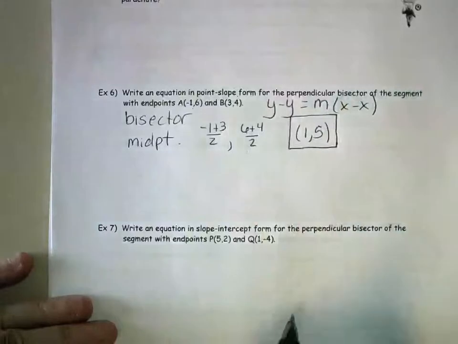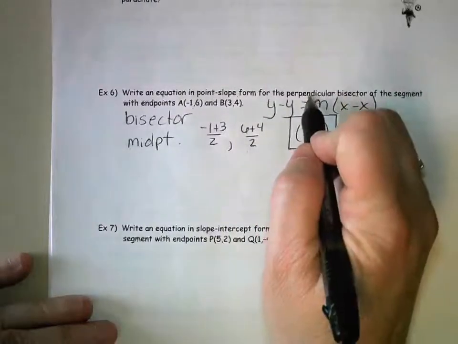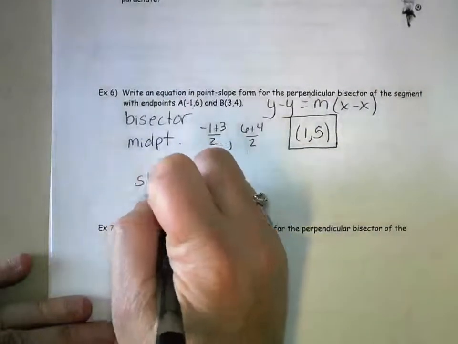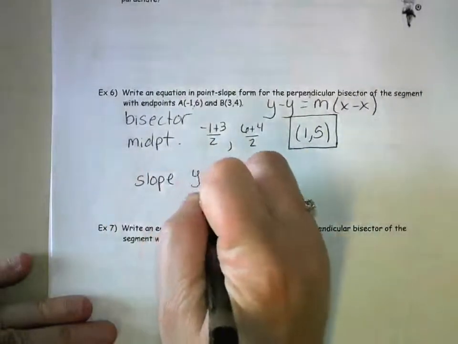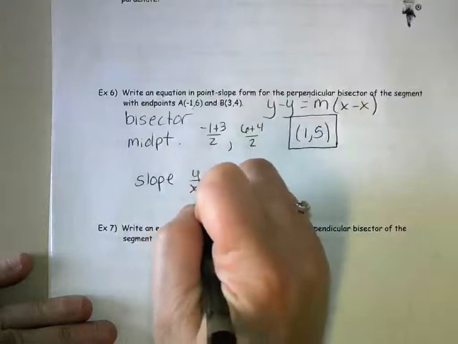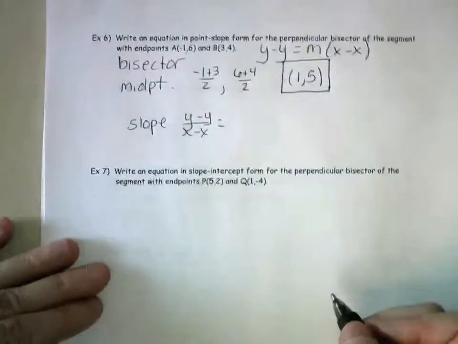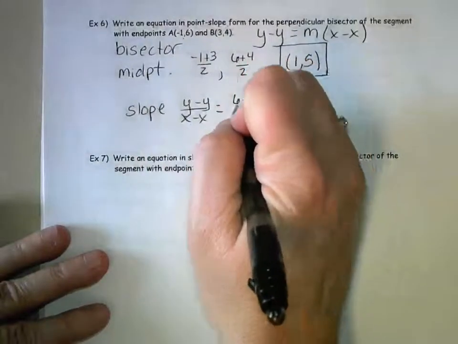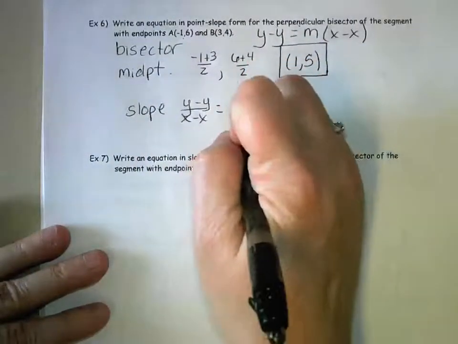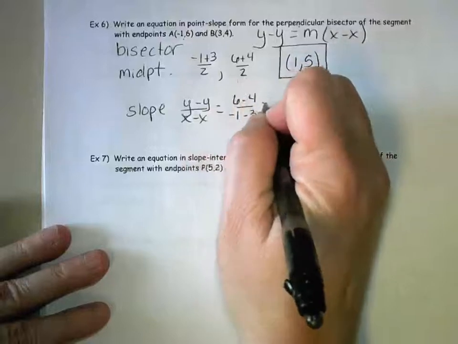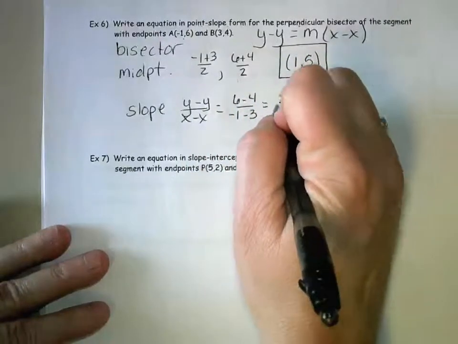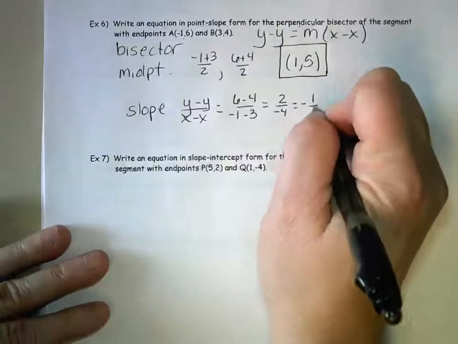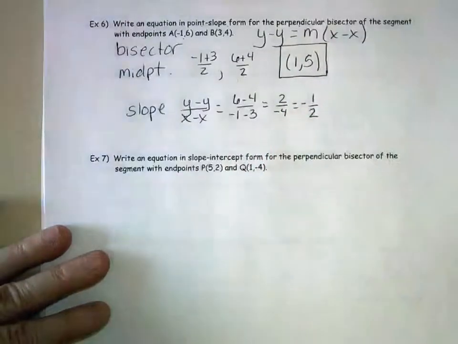And now we want perpendicular. To find perpendicular, we need to find the slope of a line. Slope formula is y minus y over x minus x. So for our slope, I am going to do 6 minus 4 over -1 minus 3, which is 2 over -4, and our slope is -1/2.